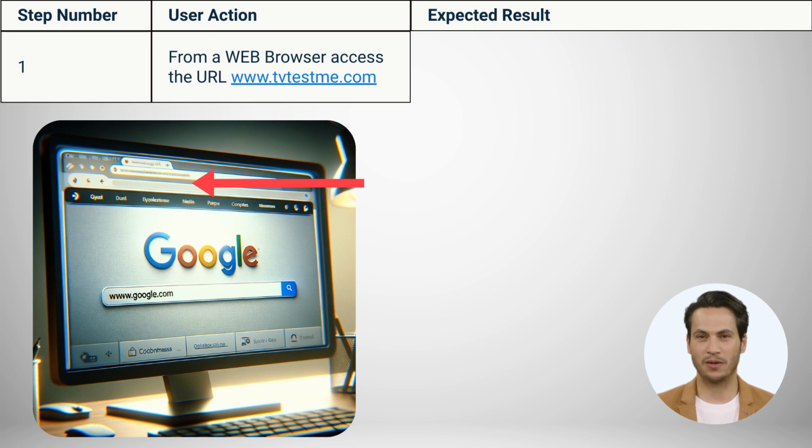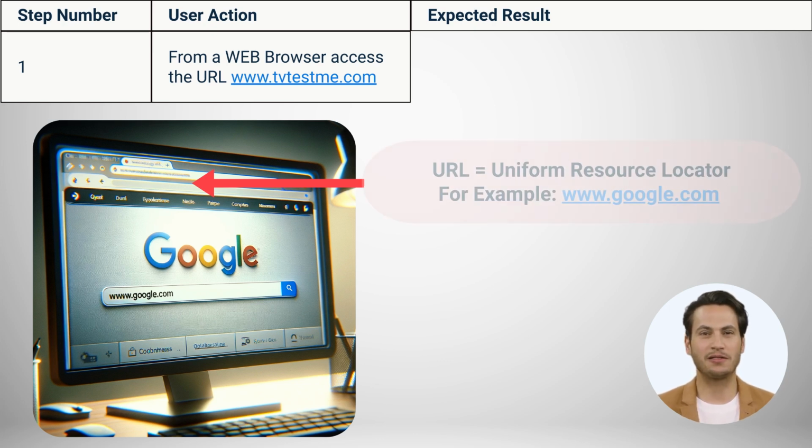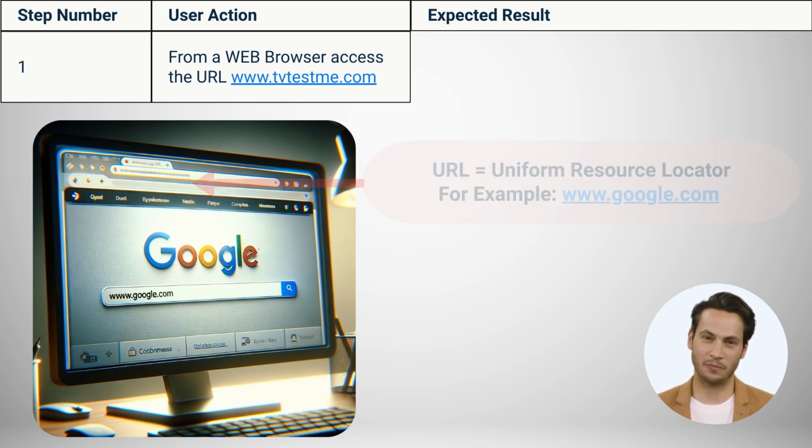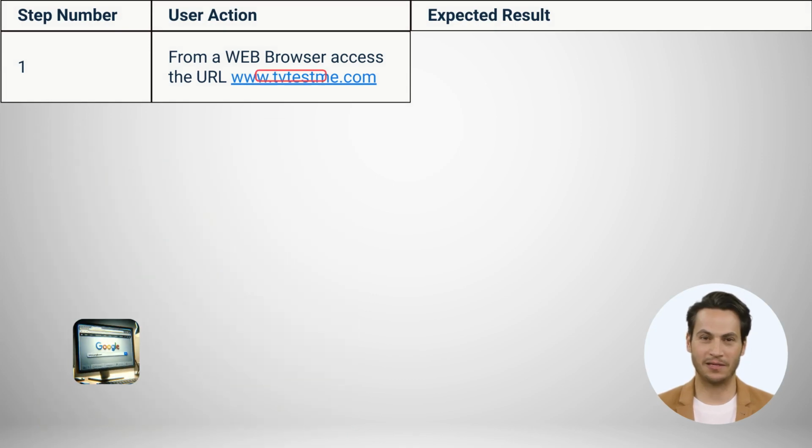Just a little more information on URL so you know what it means. URL, or Uniform Resource Locator, like Google, is an address used to access sites on the internet. In our example, it will be the URL that is highlighted.